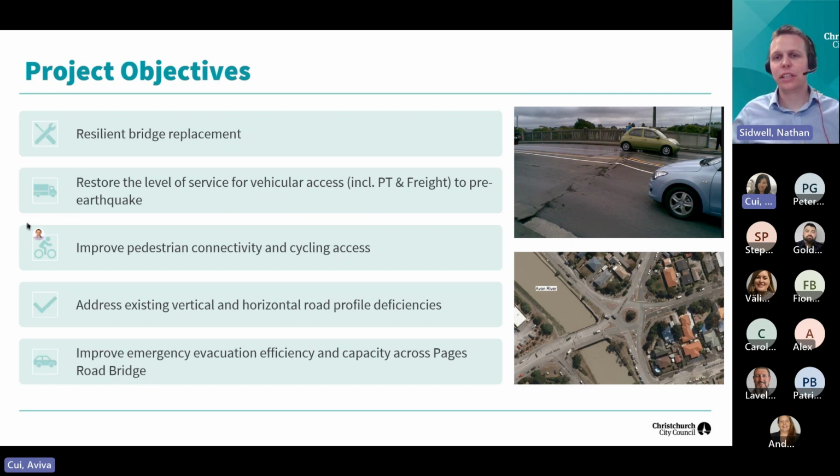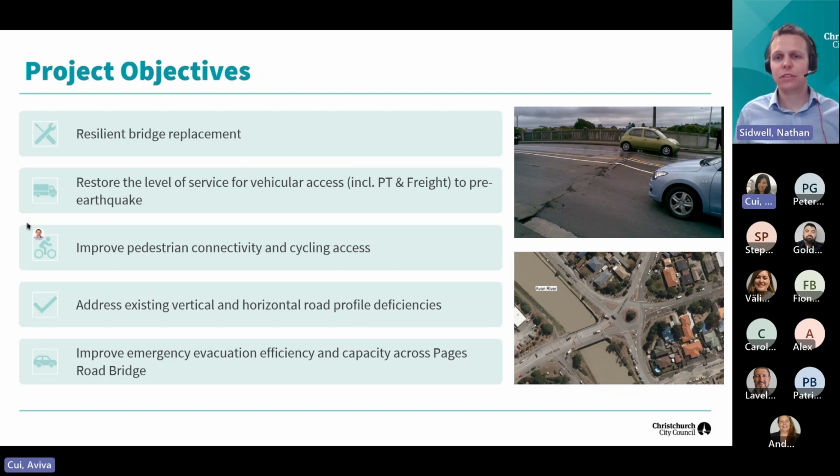Also, we want to restore the level of service for vehicle access to pre-earthquake. So what that means is that currently the existing bridge as it stands has a 30 kilometre an hour speed limit for heavy vehicles. This is to prevent further damage. Now, if we build a new bridge, awesome, we've achieved that.